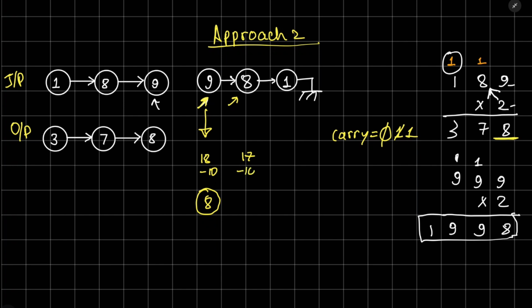And again subtract 10 because it is a 2-digit number that is greater than 9. So this would give us 7. And now our carry is 1, and we will move to the next location.